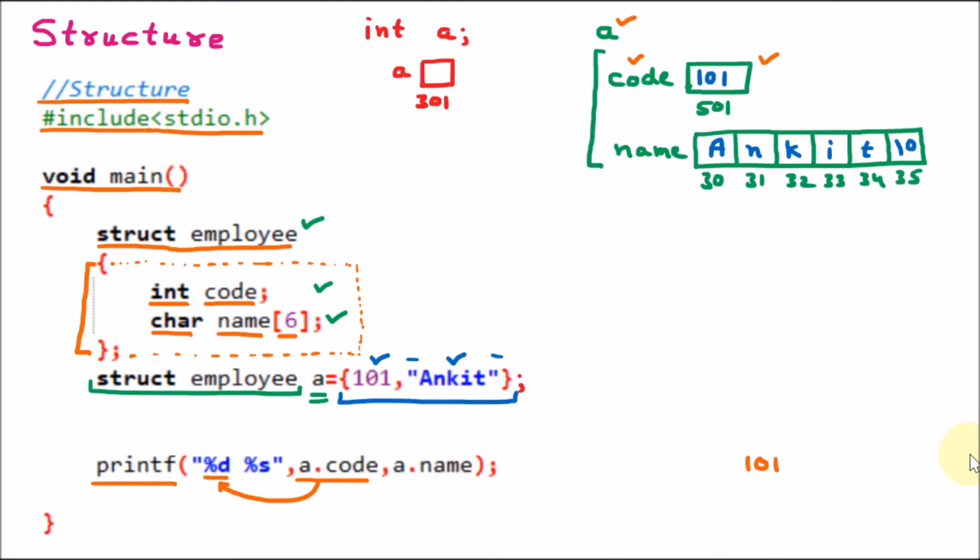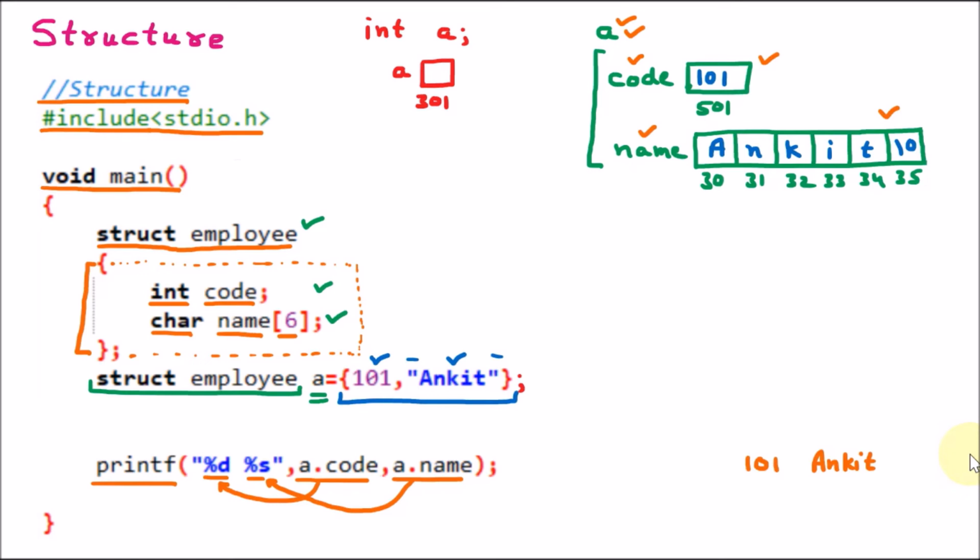Now afterward A dot name. We know that A is the structure variable whose second part is name, and name has the value Ankit. That is a string, which is why we are using %s. It takes the value from A dot name, so the output will be Ankit. So 101 Ankit will be the output. If somebody asks you for a structure program, this is the easiest program of structure.